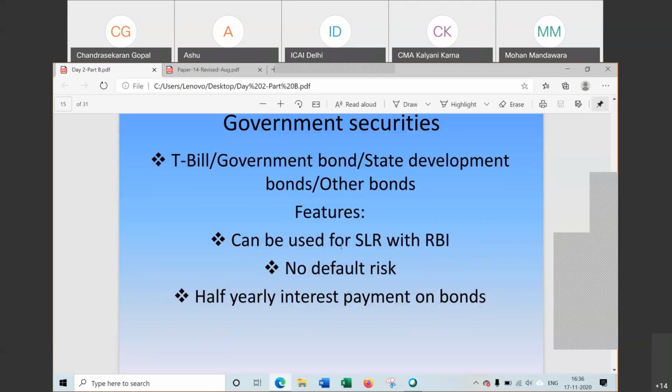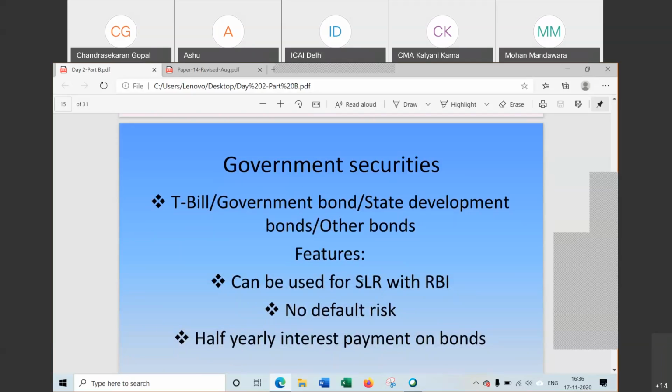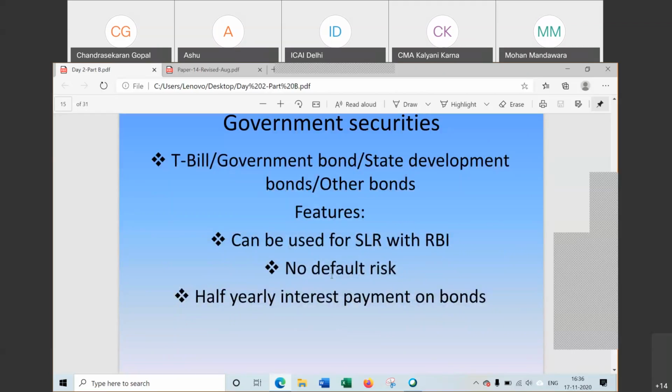It can be used as SLR with RBI. In the case of SLR, banks have to keep liquidity in the form of liquid assets, and government securities can be used as a liquid asset for SLR purposes, that is, statutory liquidity reserve. There is no default risk. Generally interest is paid half yearly.